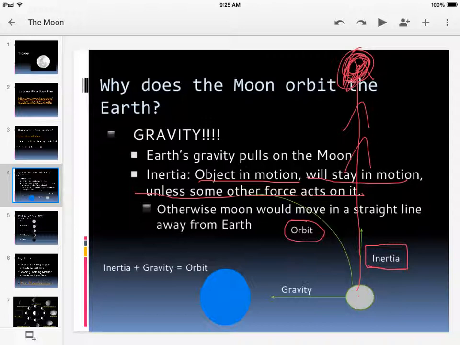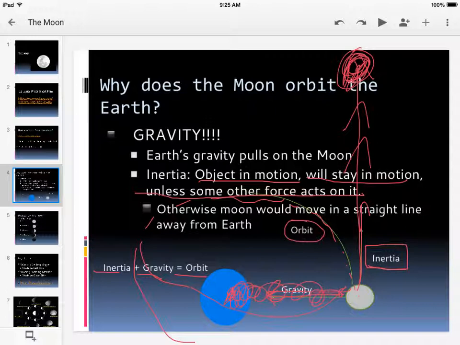Okay. However, the Earth does have gravity, and that gravity pulls on the moon directly towards the Earth. So if we didn't have inertia, the moon would come crashing into the Earth. But because we've got both inertia pulling this way and gravity coming this way, they kind of cancel each other out, and it turns into the path around the Earth called an orbit. So inertia plus gravity equals orbit.